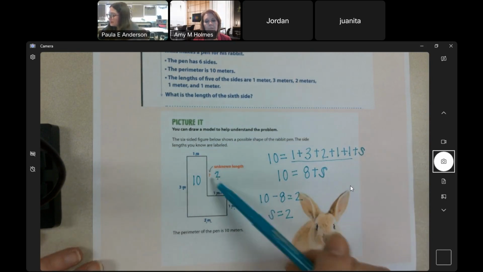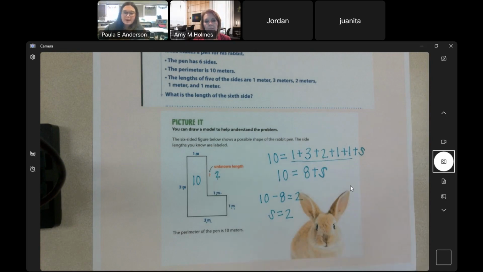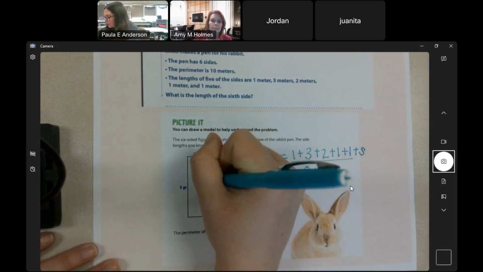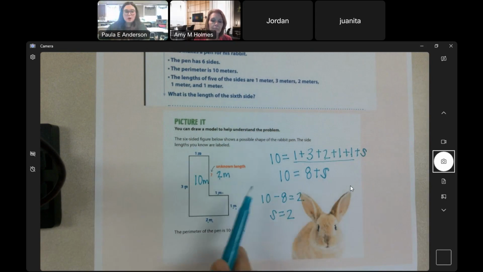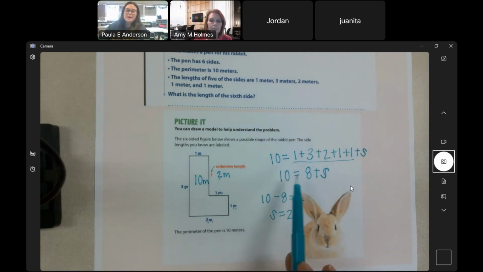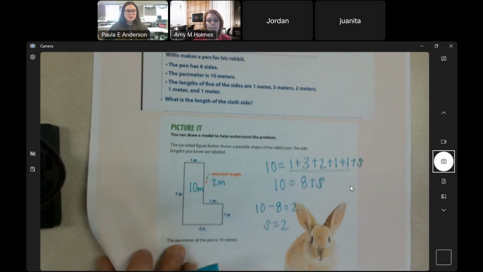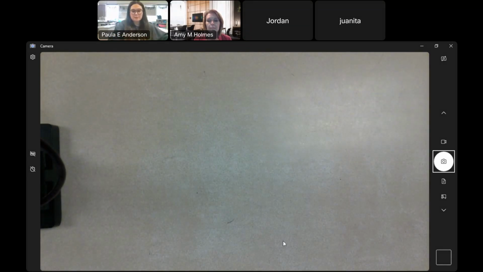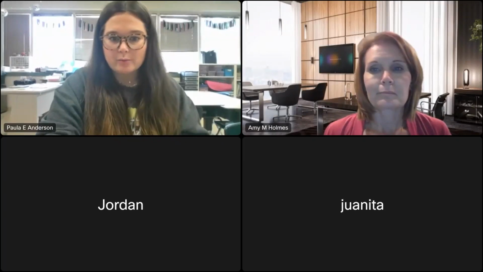So missing side lengths is another thing that they do. Knowing that we have to add all these numbers to get to the 10, because it told us that it was 10 meters. Sorry, let me put my units beside it. So we knew that we had to get to 10, and then we had 8 already, and 10 minus 8 is 2, so we know our side length is 2. So they're doing those perimeter problems, those area problems, and the missing side length in third grade. Let me switch back to my PowerPoint.